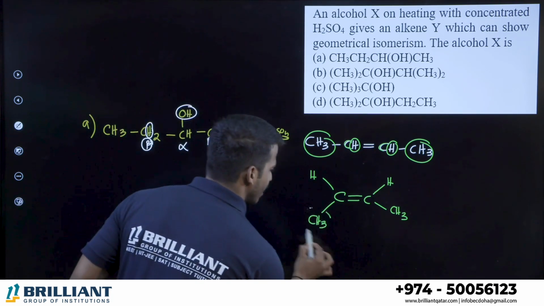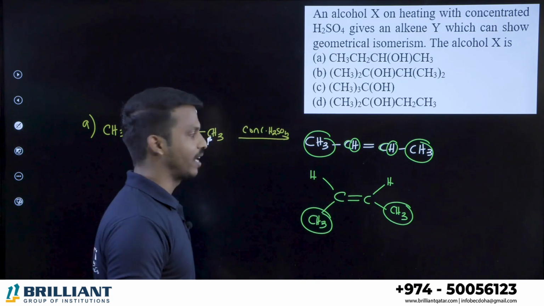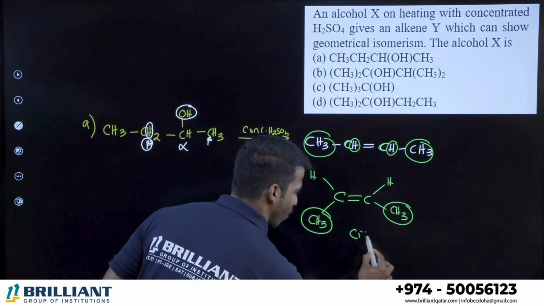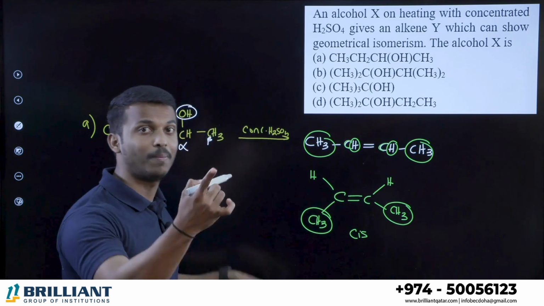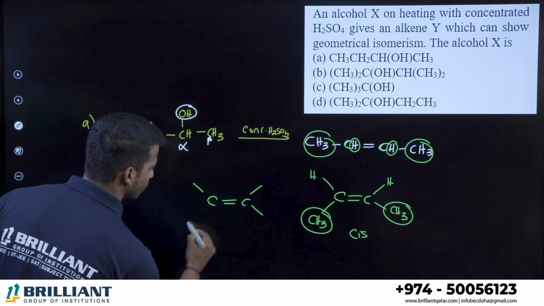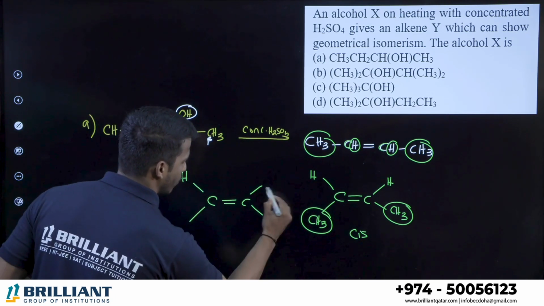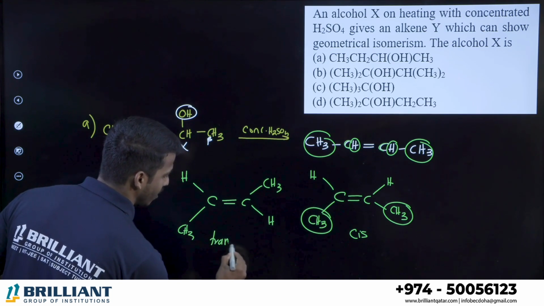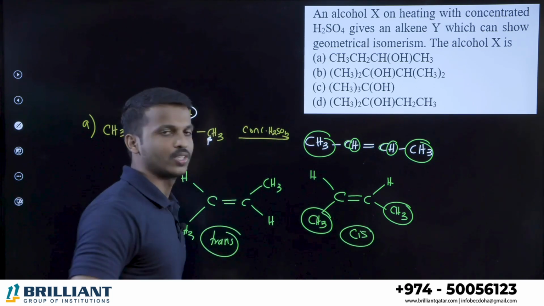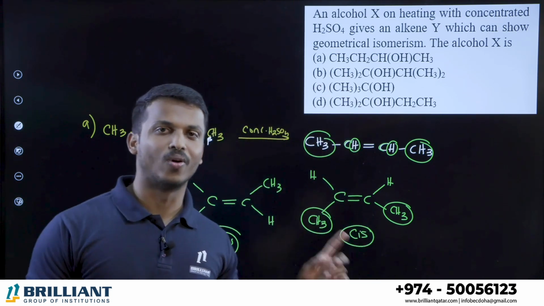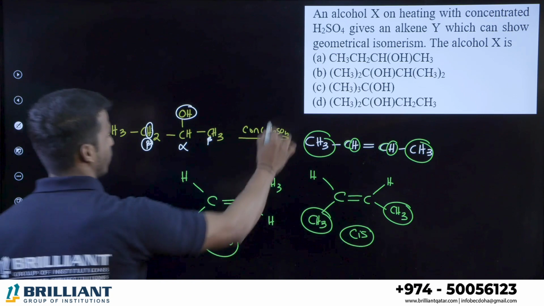Yes. You can see the CH3 groups are on the same side, and the hydrogens are on the same side. Which form is this? This is the cis form. If there is a cis, there will be a trans. How to draw the trans isomer? Hydrogen opposite, methyl opposite, that is called trans. Cis-trans isomerism is also known as geometrical isomerism. So the first alcohol itself can give geometrical isomerism.